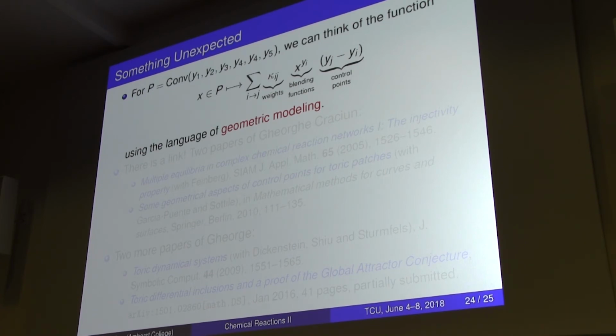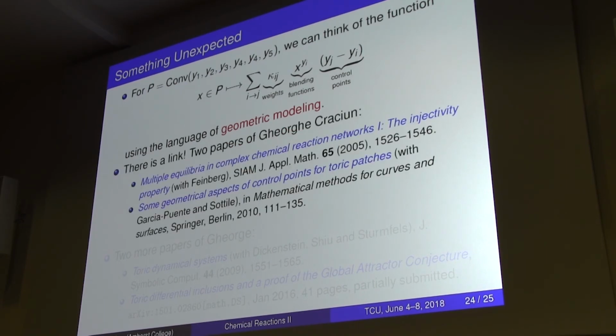And so there's a connection between this stuff and geometric modeling. I saw that, I just about fell over. Because remember yesterday in the panel discussion, I said that one of the things that surprised me were the connections. And this is one of the connections I just wasn't expecting. And to see the link, let's look at two papers of George Craciun.